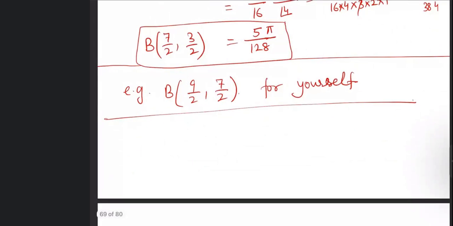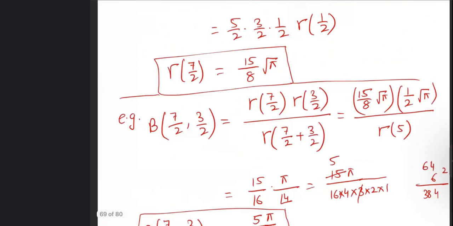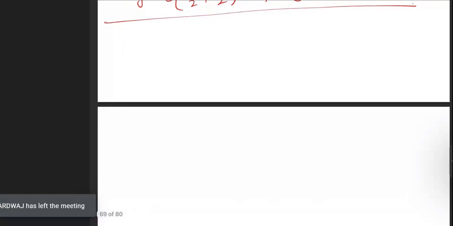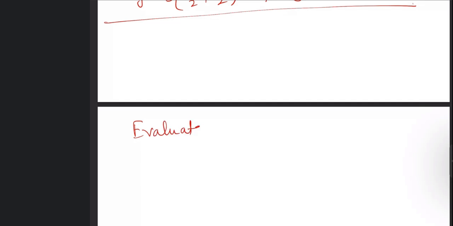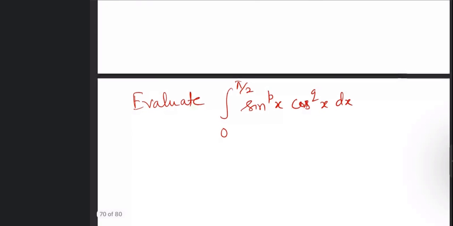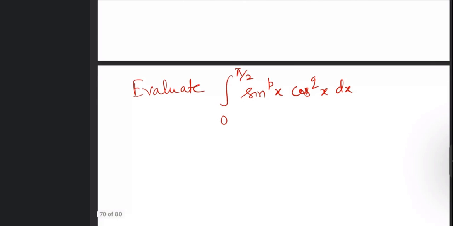Next, using the same type of analogy which we have already discussed, that is the relation between the beta and gamma function, we should evaluate one integral, that is, evaluate this integral 0 to pi by 2 sine raised to the power p x cos raised to the power q x dx. Let us evaluate this one.